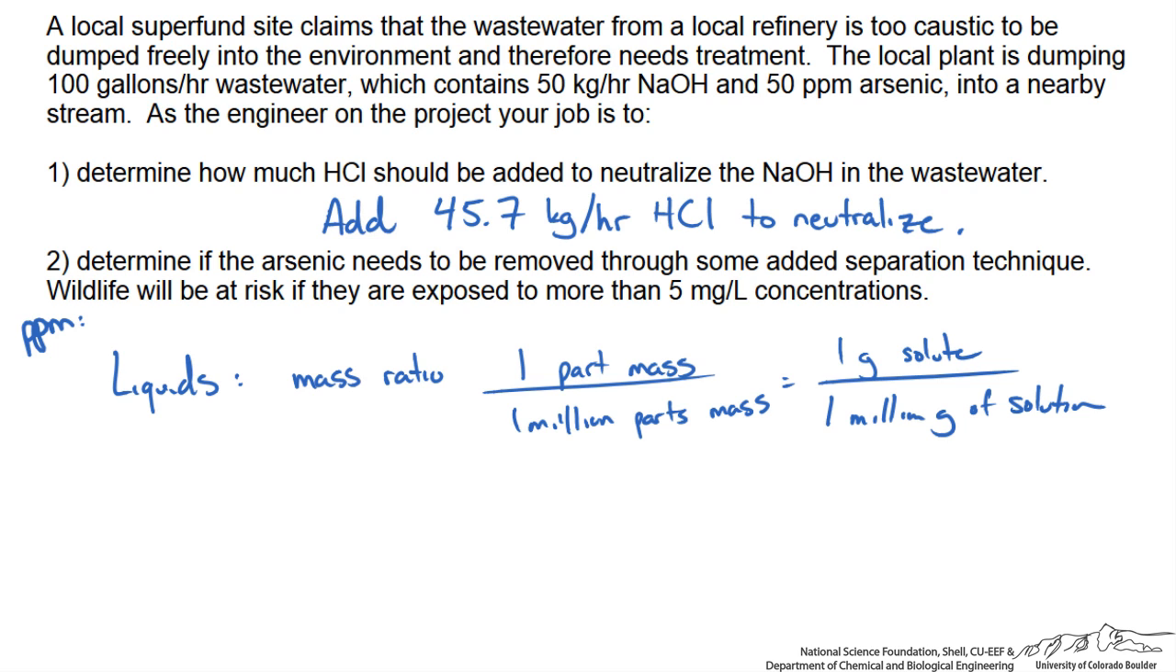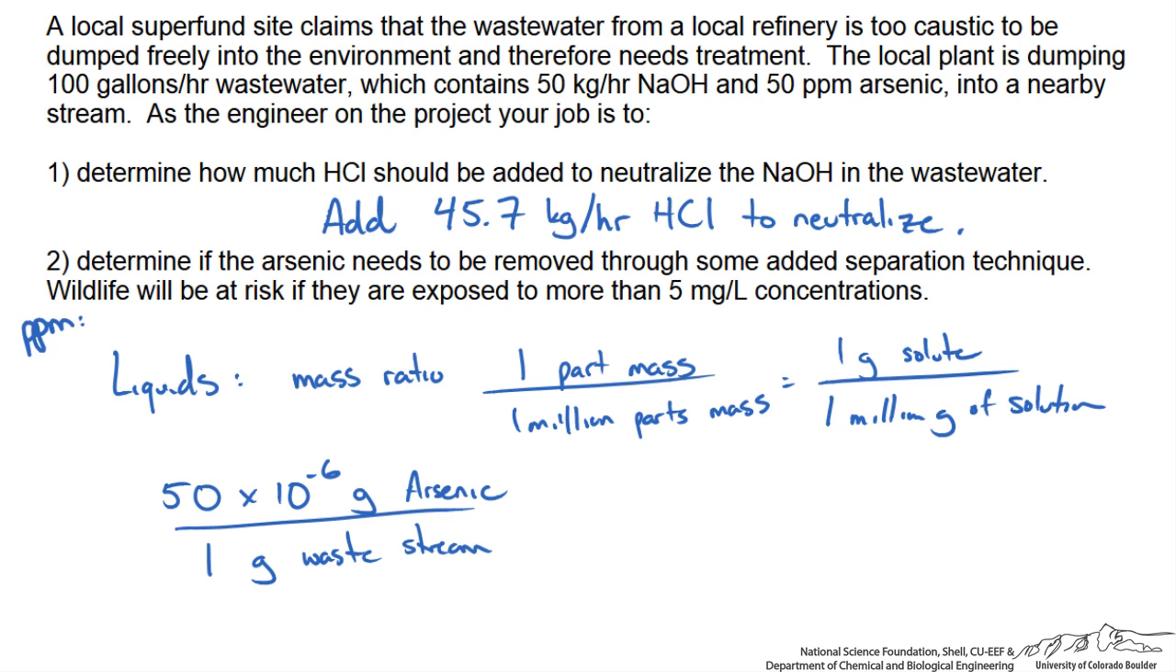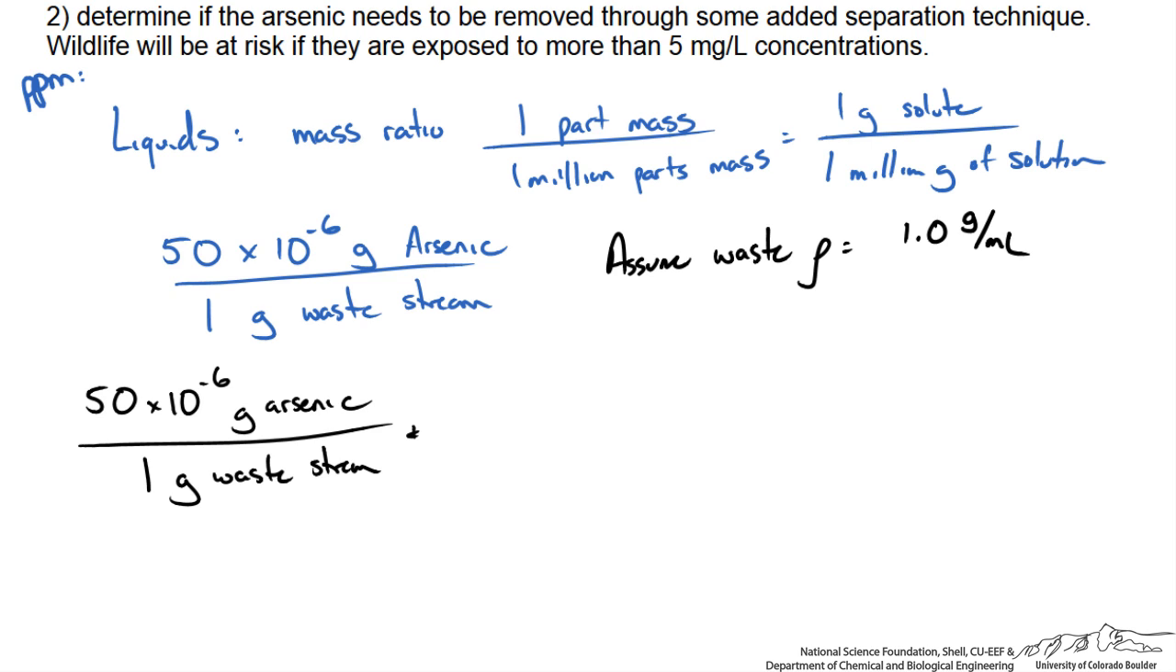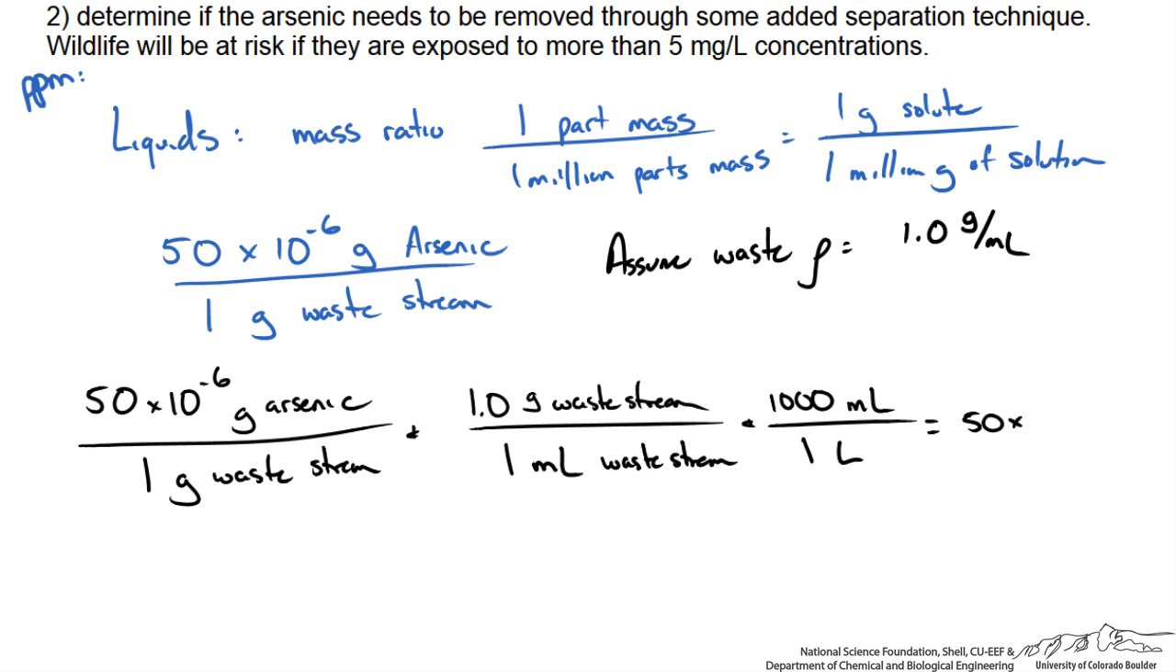So 50 parts per million of arsenic means we could write it as such: 50 times 10 to the minus 6 grams of arsenic per 1 gram of our waste stream. So we need to convert this into a grams per liter. So we're assuming our waste density is roughly 1 gram per milliliter, so that of water. So we could use the density to convert the 1 gram of waste stream into a volume. So if we multiply by the density and convert from milliliters to liters, we get 50 times 10 to the minus 3 grams of arsenic per liter.